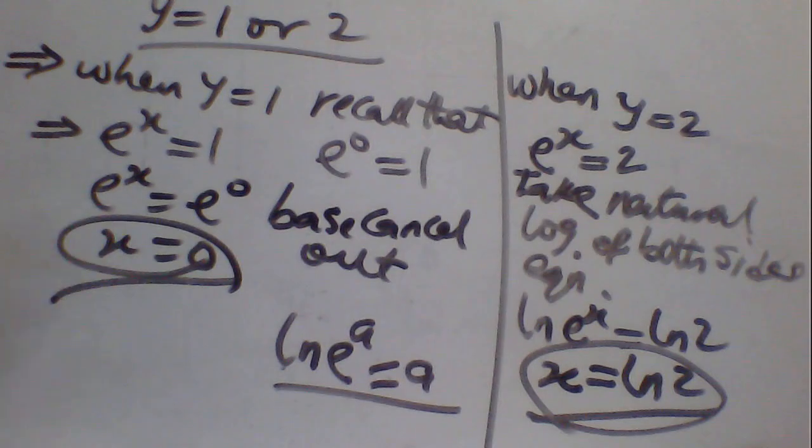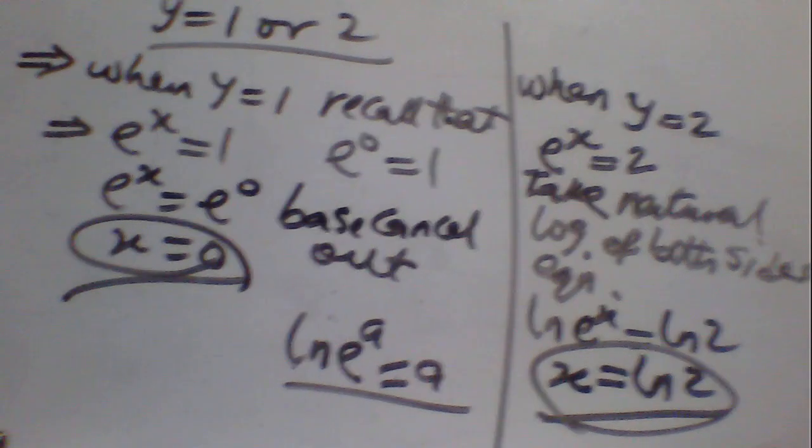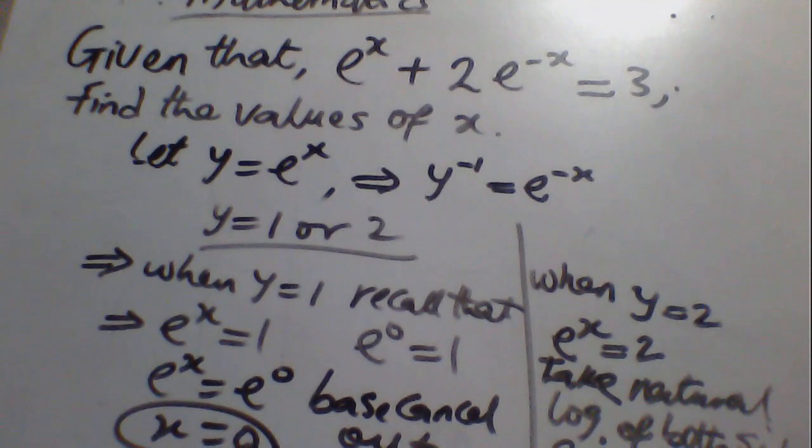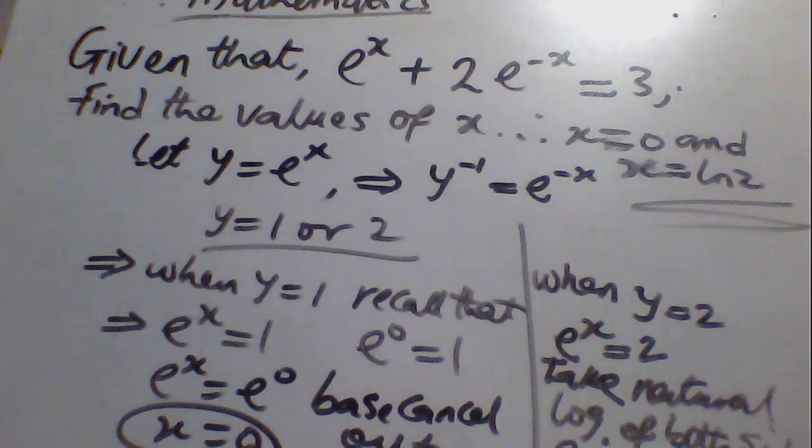So once you have done that, you have obtained the two values of x: x is equal to 0 and x is equal to ln 2. So these are the two values of x that satisfy this equation. That is the values of x that satisfy the equation.